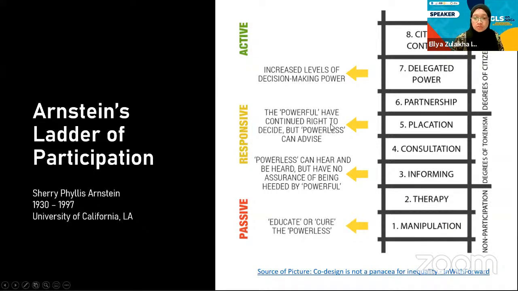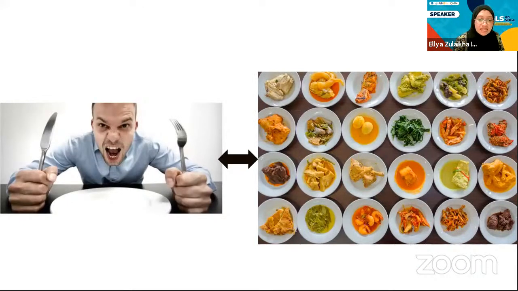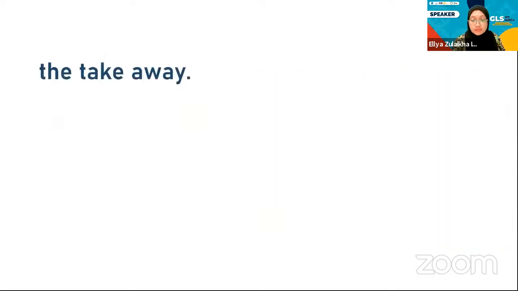They have the right to decide, but powerless. They still need advice. Partnership is quite high and it's quite challenging. But this is the first level in which the degrees of citizen power is reached. So this is what I said. Instead of giving one option, try to provoke them to give many options and let them decide.